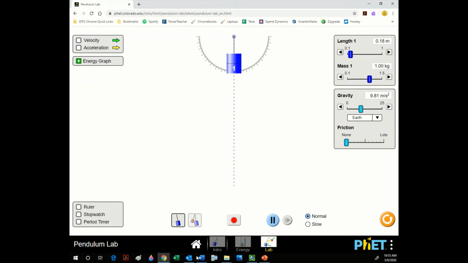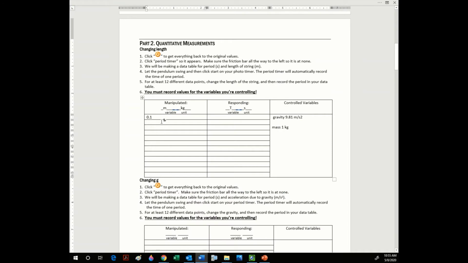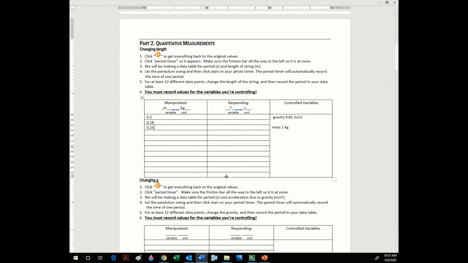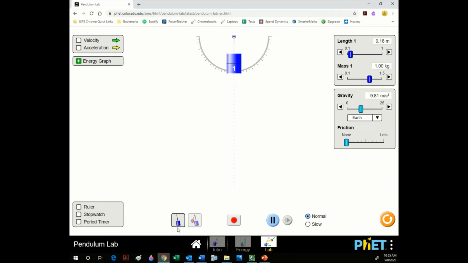So my next one can be 0.18, and then my next one can be 0.25, and it doesn't matter. They don't have to go up by a linear amount. Some people get so focused on making sure they go up by 0.5s, it doesn't make a difference. Just try to use the whole thing, because the maximum is 1.00. So try to use all the ones in between, like that, and get 12 points for it. So then you'll do the experiment.